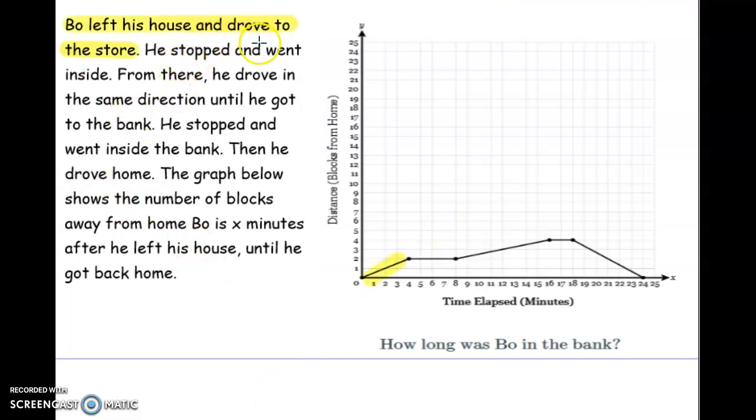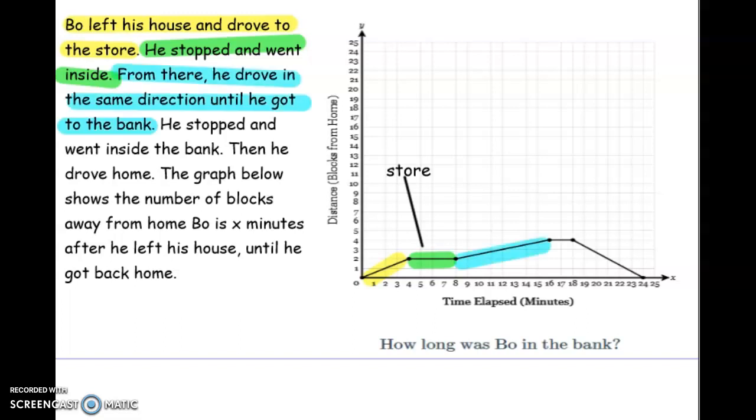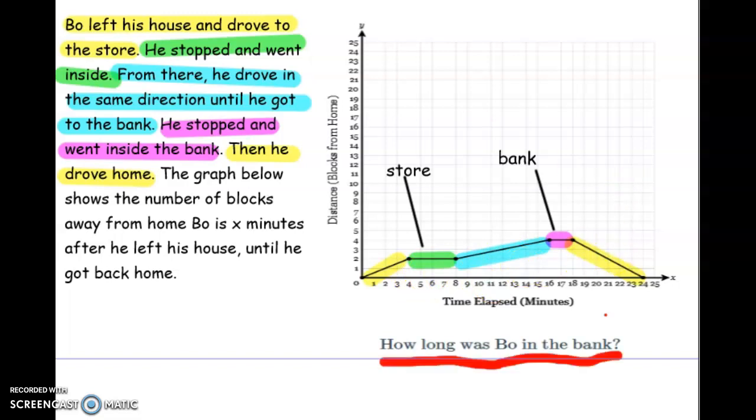Bo left his house and drove to the store. He stopped and went inside. From there, he drove in the same direction until he got to the bank. He stopped and went inside the bank. Then he drove home. So the line is not telling you any numbers, but you can see based on the graph what part is what and where everything is going. Then the next part we're going to interpret.